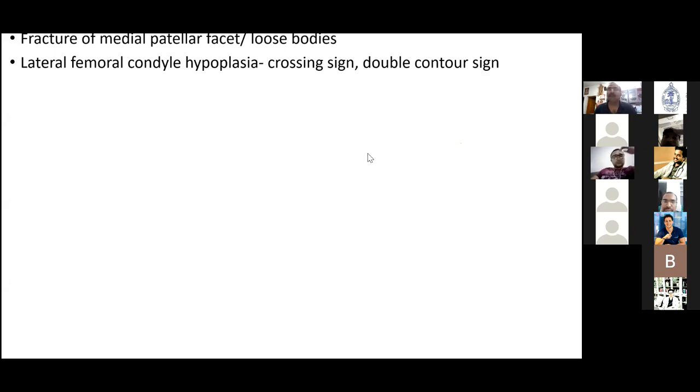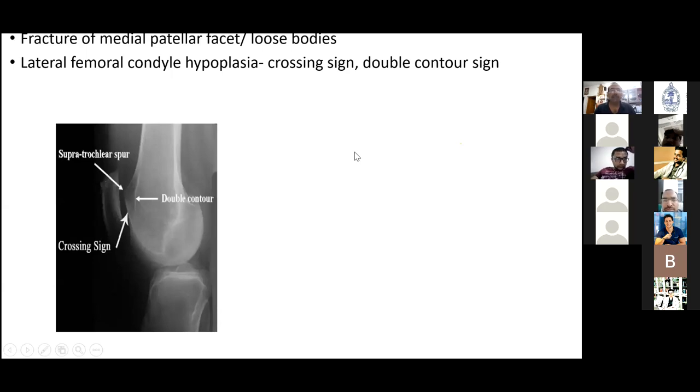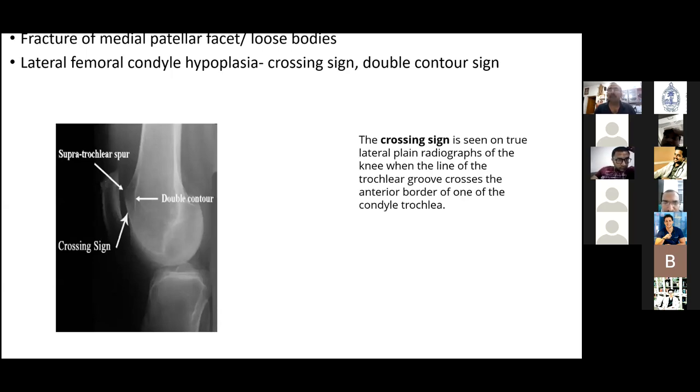So can you explain a bit about the three special views, like Merchant, Laurin, and Hughston? What's the significance of these angles, these views? I'm coming to that. Basically, you are looking for the lateral. We'll come to each one of them. We'll discuss.